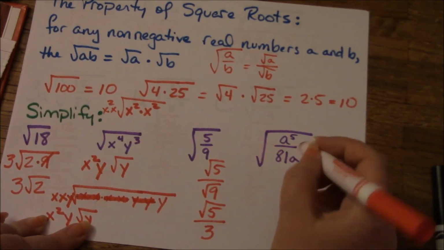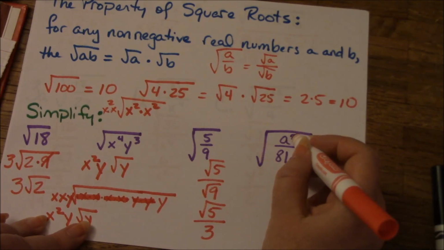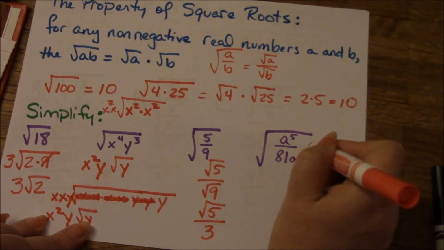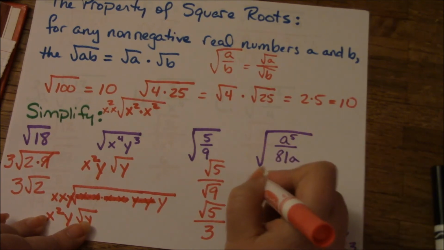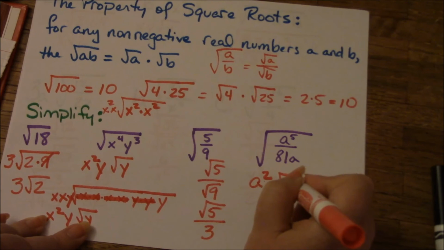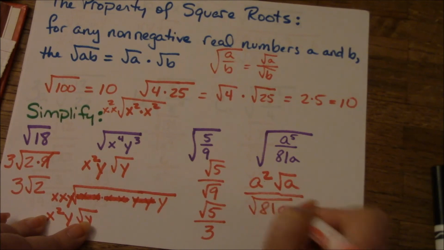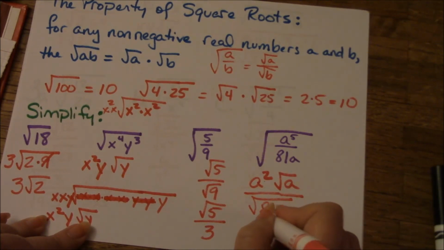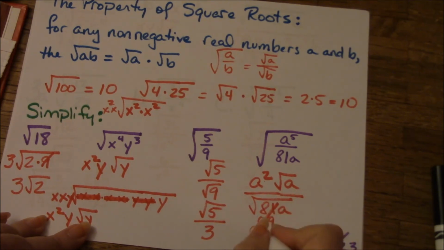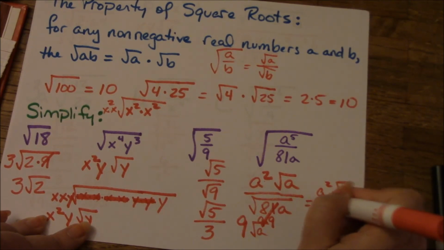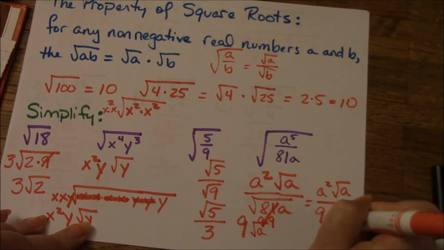Here I've got the square root of a to the 5th. Now I can take a square root of a to the 4 out. So if I take 4 of the a's out, the square root of that is a squared. And I've got an a left. The bottom is square root of 81a. Well, 81 is 9 times 9. So I can take out a 9, but I've got that root a left. So I am left with a squared root a over 9 root a.